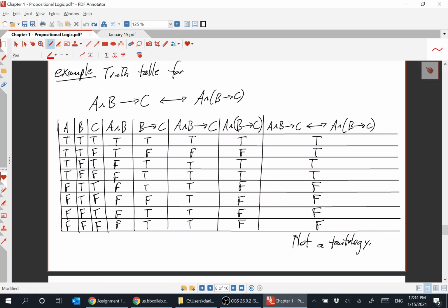This one is not, because it's not always true. So a tautology is always true. So not a tautology is not always true, but not always true means sometimes false, not always false. The negation of always is sometimes, rather than the negation of always being never.